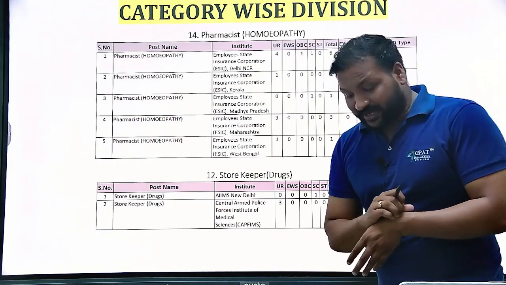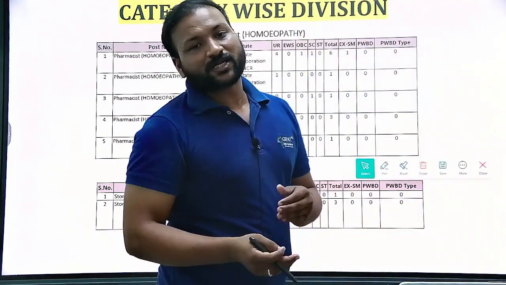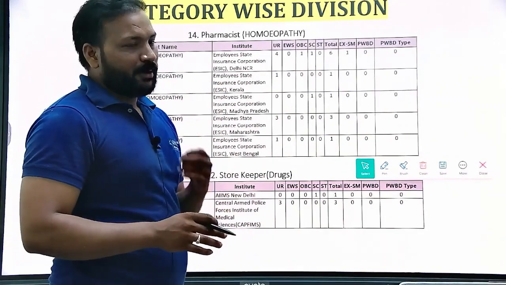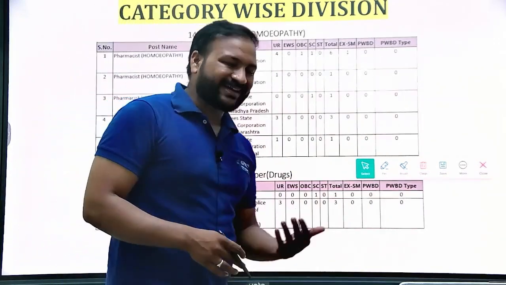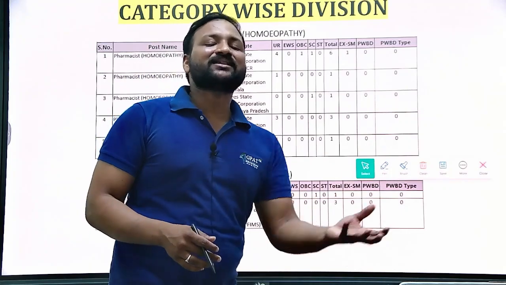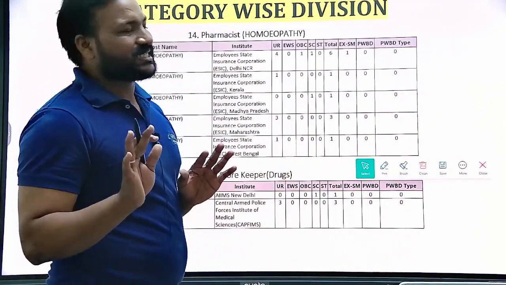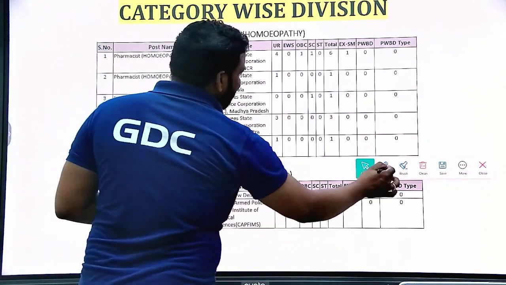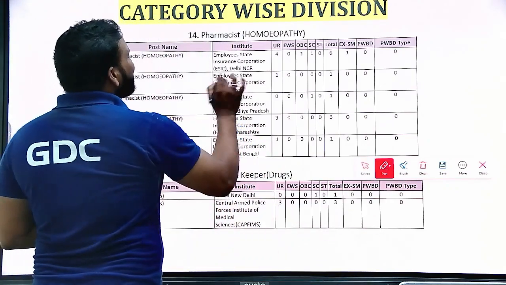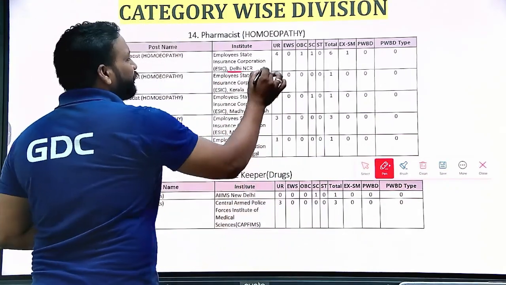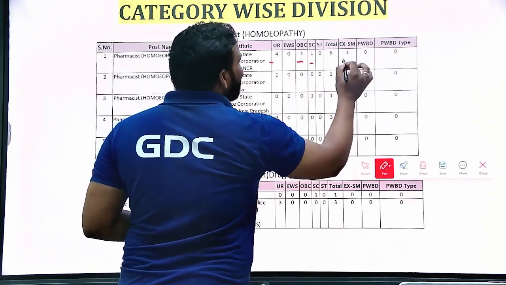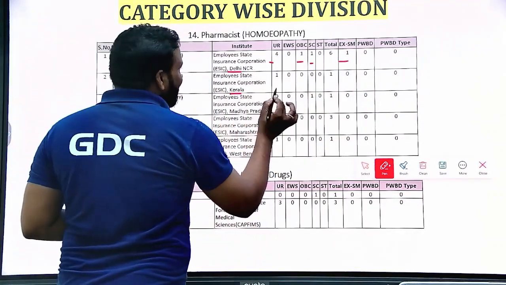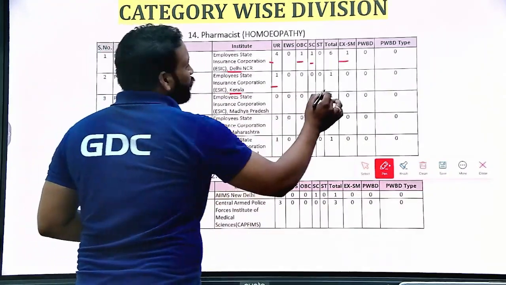So the posts are divided category-wise and specialization-wise, because we need to apply based on our category and on the vacancies in a specific specialization. For pharmacist homeopathy, ESIC Delhi NCR has unreserved 4, OBC 1, SC 1 and ex-serviceman 1. For pharmacist homeopathy in ESIC Kerala, unreserved 1, total 1.